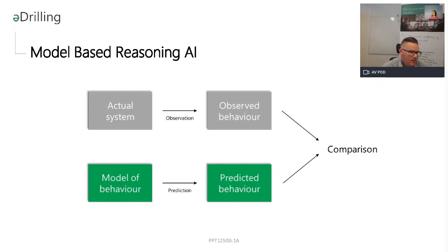So that is basically the measurements that we do on the rig side. And then on the bottom here, you have the model of behavior, or our digital twin, and that is also producing a predicted behavior. And then we do a comparison between those. Some of the comparisons are quite simple, some of them are quite advanced, in combination of many of the parameters that are available.